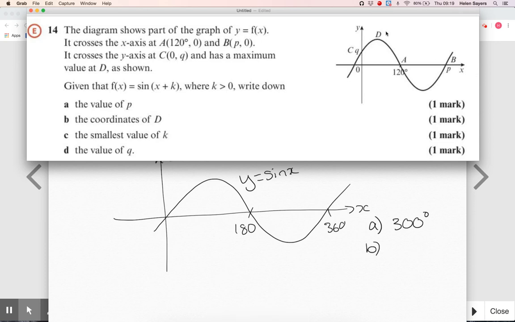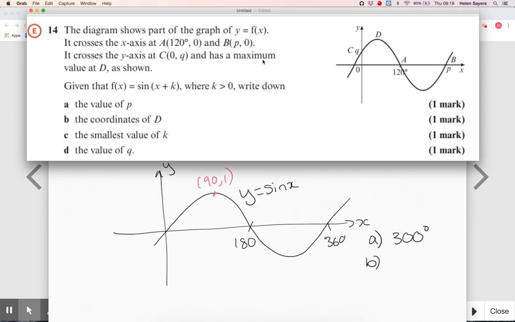The coordinates of D, well, they tell me here that D is one of the maximum points. So normally that maximum point would be at 90, 1. So if that's translating 60 to the left, that's going to be translating to 30, but still 1, because obviously it's not moving up or down at all, so the maximum is still going to be 1. The smallest value of k. Right, so we have actually already answered that, because we said it's 60 degrees to the left, so 60 would be the smallest value.